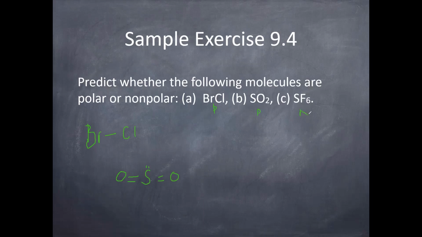And then with the final one, I'm not even going to go through that structure, because what we're going to see is we'll have sulfur with no lone pairs and just 6 bonded fluorines to it. But because all of those fluorines are the same, because there's no lone pairs on the central atom, this molecule is going to be symmetrical. So each of those sulfur fluorine bonds are essentially going to cancel each other out. And that's why we're going to see the molecule as a whole is going to be nonpolar, even though each of those bonds would be polar.